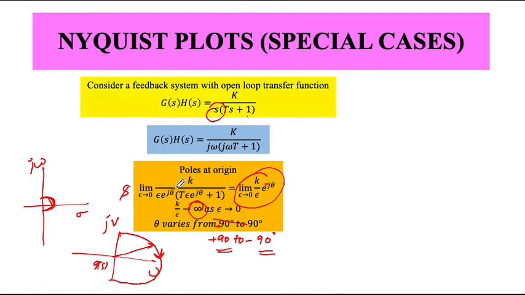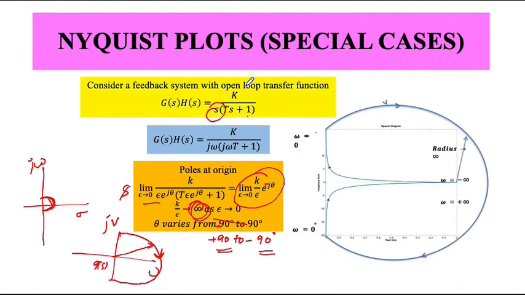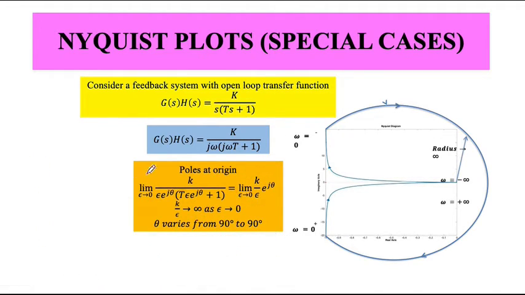So in the limit as epsilon approaches 0, k over epsilon e^(j theta) times (T epsilon e^(j theta) plus 1) becomes infinite. If you remember the polar plot of this function, I will clear all other things. It was something like this.